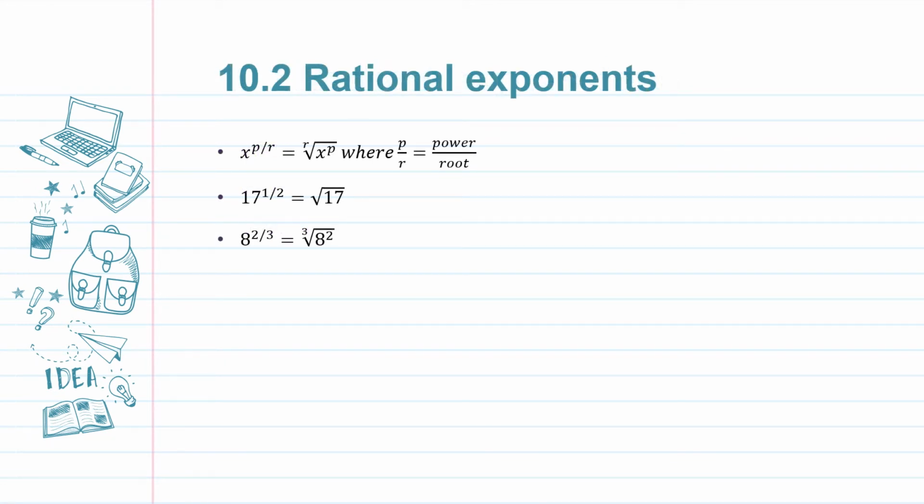Now, 10.2, we go into rational exponents. So a rational exponent is where you have an exponent that's a fraction. So, for example, we have x is equal to p over r.